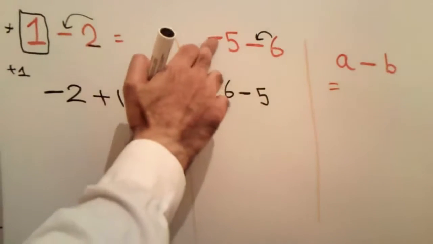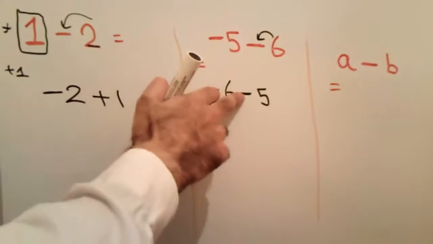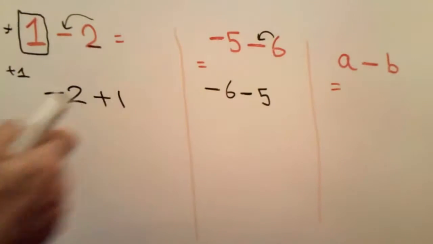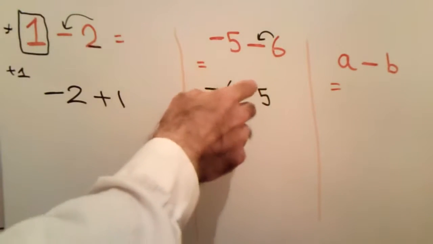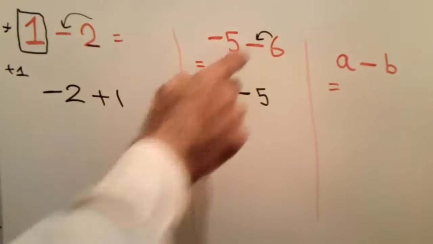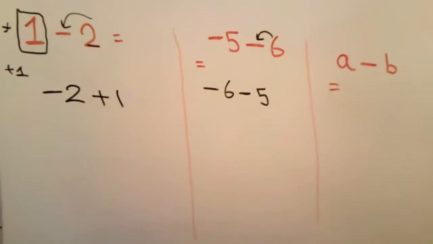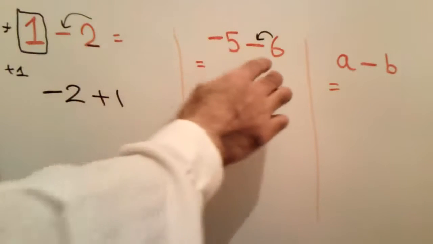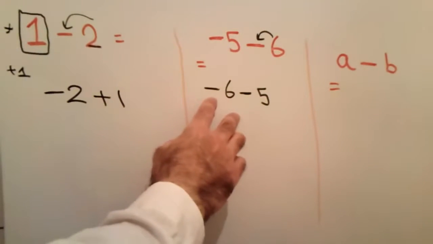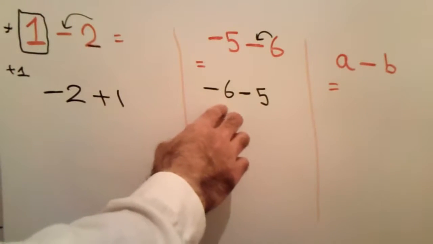Take away 5. So here the sign becomes the operator, and the operator becomes the sign. It seems a little tricky, but with practice we'll get used to it. So minus 5 take away 6 is the same as negative 6 take away 5.